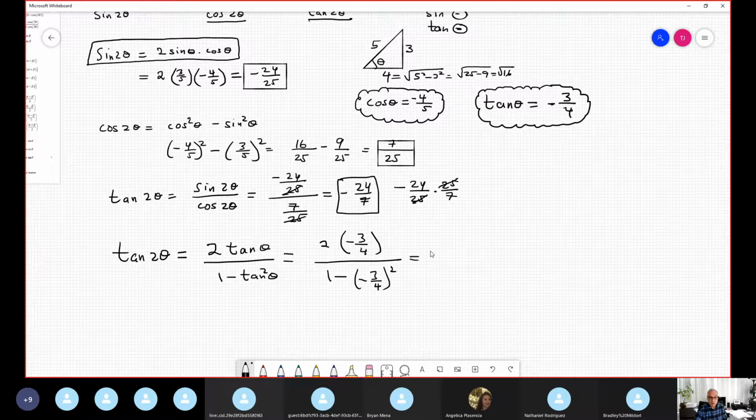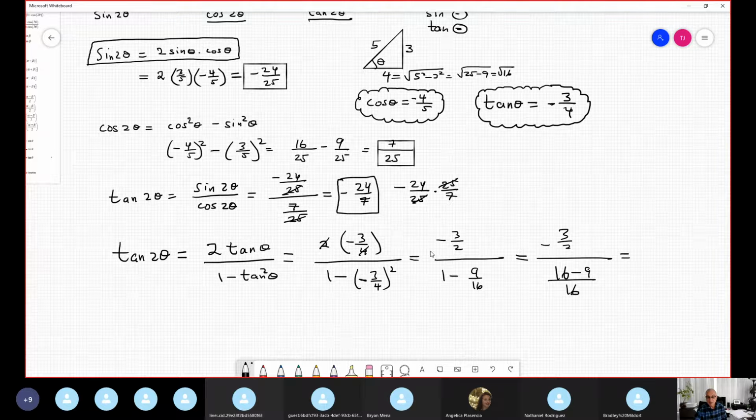Well, these 2 and these 4 cancel out, and it's negative 3 over 2. 1 minus, this is 9 over 16. Of course, the negative inside the parentheses becomes positive and stays only the negative outside. Let's continue. LCD is 16. 16 minus 9, and 16 minus 9 is 7.